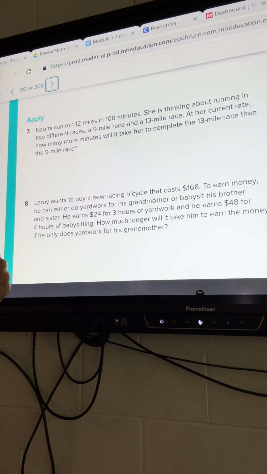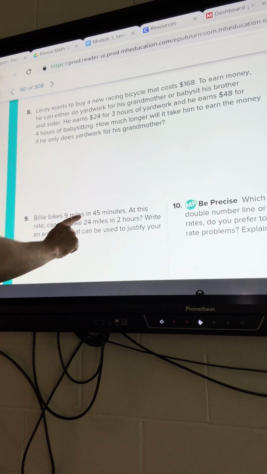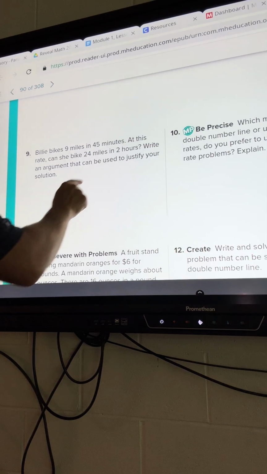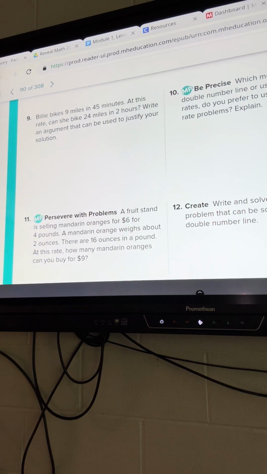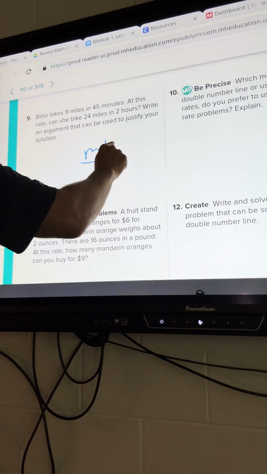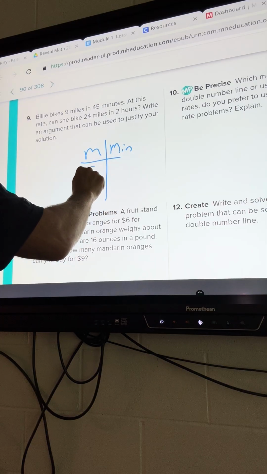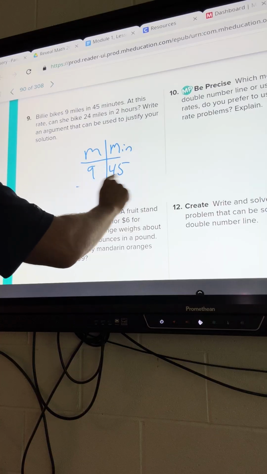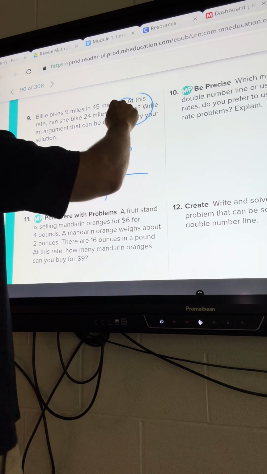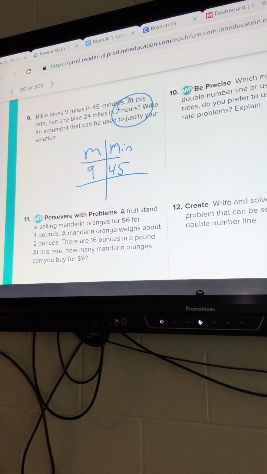It's just different numbers. And then the last one you had to do was number 9. Billy bikes 9 miles in 45 minutes. At this rate, can she bike 24 miles in 2 hours? All right, so you're going to want to set up a table for that. You know she can do 9 miles in 45 minutes. But what about 2 hours? So you really need to know how many minutes are inside of 2 hours.